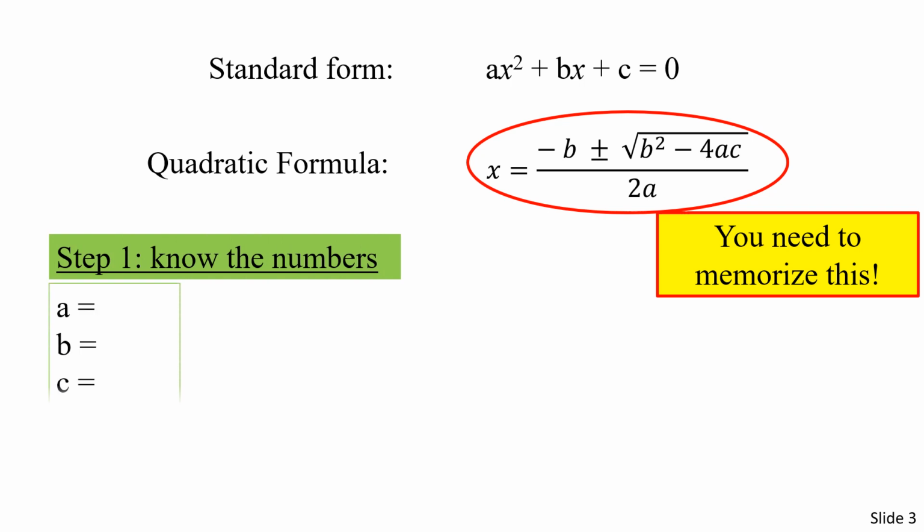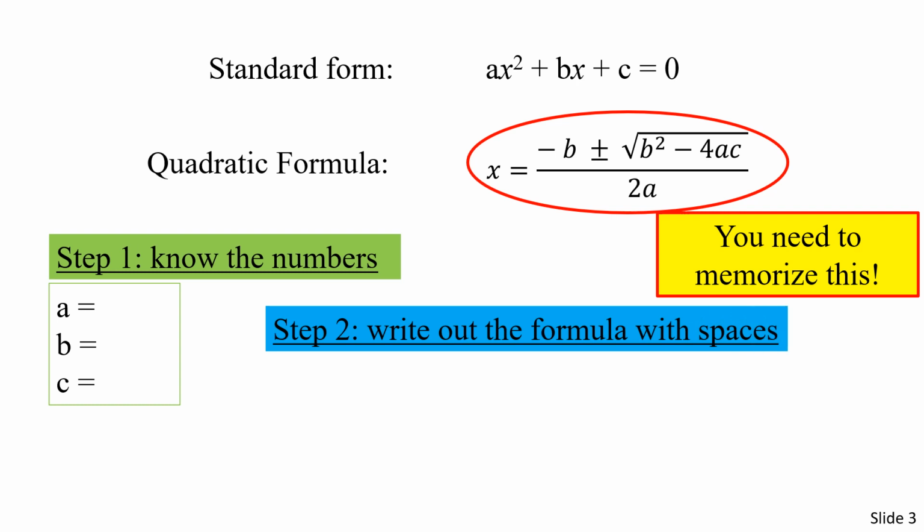Step 1, know the numbers. What is a? What is b? What is c? They're always plus in the standard form, so if they are negative, the minus signs need to go with them. So then we're going to write out the formula with spaces. This is how I do it. It helps me from making common mistakes with the minus signs.